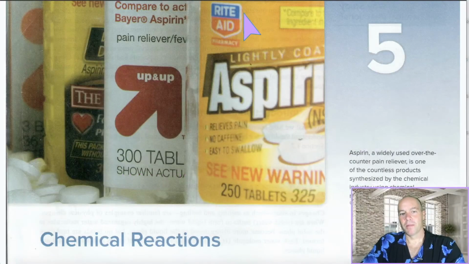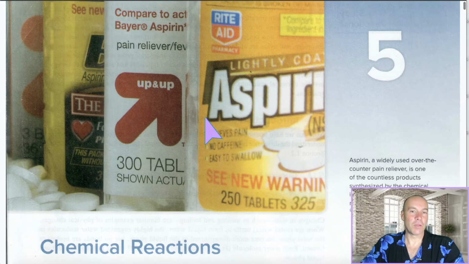So we're finally starting Chapter 5 on chemical reactions. I say finally because it's one of my favorite topics. You can see in the picture here several brands of the drug aspirin. Aspirin's an important pain reliever, and it's also used to prevent heart attacks or to treat active heart attacks. Now, aspirin is synthesized by drug companies from a naturally occurring substance.